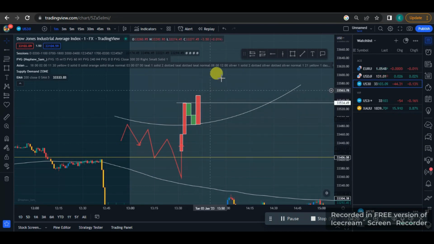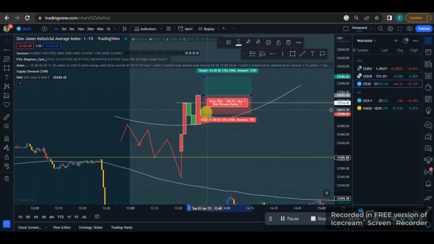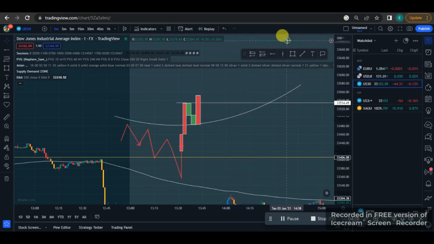But I'm not just blindly taking a buy trade here, because price could just literally smash through and annihilate your stop loss. So what you want to do is wait for the perfect entry. This is our confluence area of interest, but now we're looking for the perfect entry. What you want to do now is wait for an FVG, a fair value gap zone.